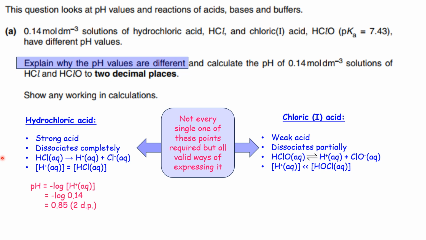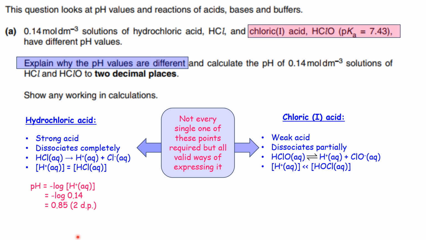So to calculate the pH value of hydrochloric acid, all you have to do is go and visit the concentration of the original acid, and because we've already worked out that the proton concentration is the same as the original strong acid concentration, you just plug it into pH equals minus log [H+], which gives you 0.85.